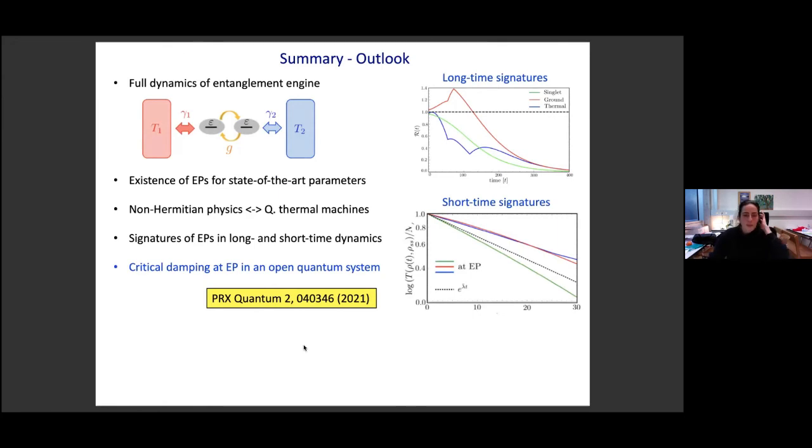And so this brings me to my conclusions. I think what is nice is that we could demonstrate the existence of exceptional points in open quantum systems where you do not necessarily tune gain and loss, okay? And we could evidence critical damping at an EP in an open quantum system, which, to our knowledge, was not done before. And this corresponds, in exact analogy, with the damped harmonic oscillator.